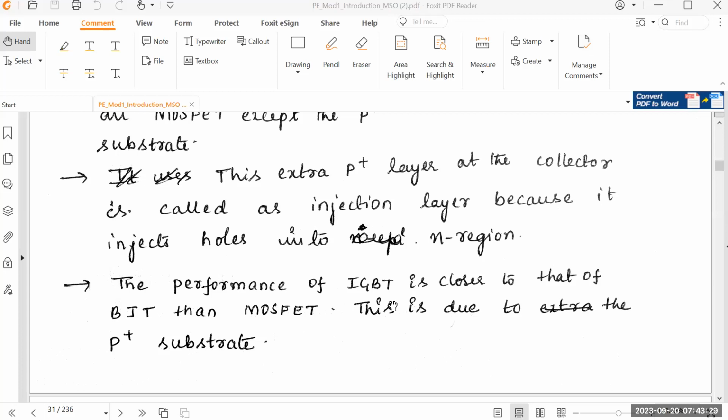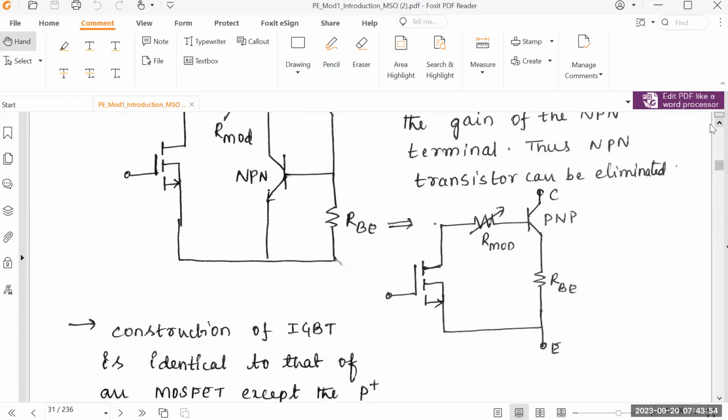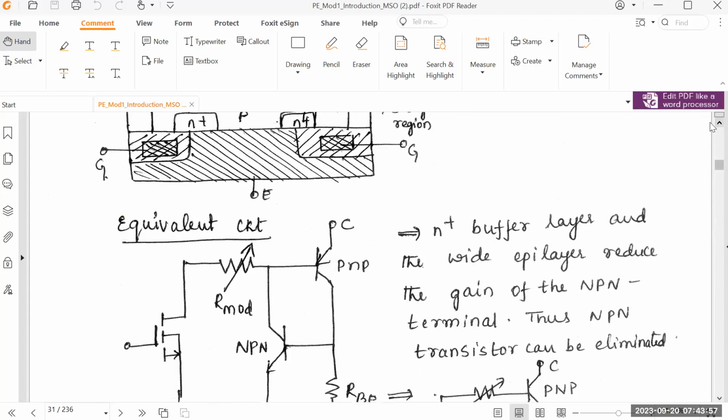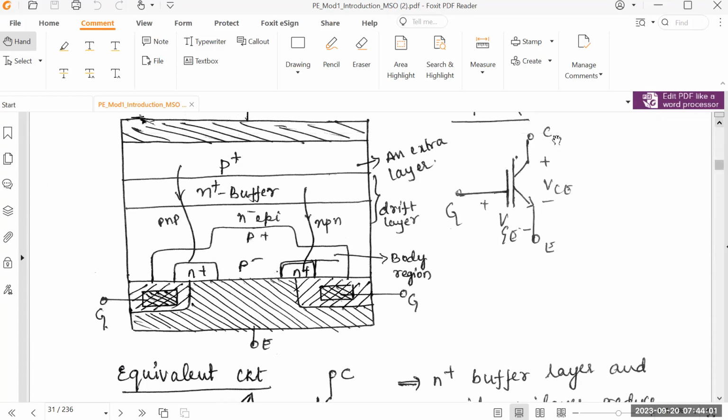The performance of an IGBT is closer to that of the BJT than the MOSFET. So we can say that the performance level of the IGBT is closer to the BJT. Why? As per the construction, the symbol of the IGBT has two BJT-like terminals, collector and emitter, whereas it has an insulated gate terminal. So even as per the symbol, it looks very similar in structure to the BJT.